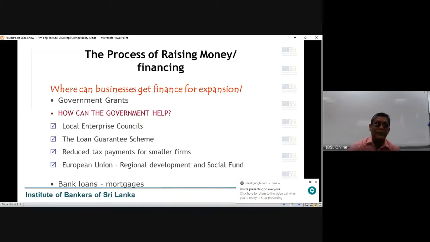So those are some of the grants. Then the fourth factor you can use, we call bank loans. You can obtain bank loans. You put up some mortgages to get the money for expansion. That is the fourth method of raising money for expansion, right?